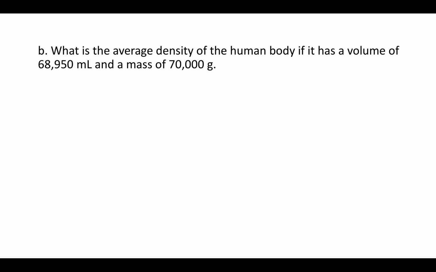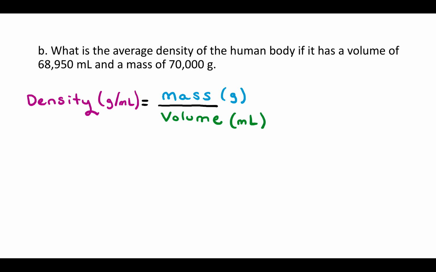On another problem, what is the average density of the human body if it has a volume of 68,950 milliliters and a mass of 70,000 grams? So again, density equals mass over volume. And watch out for the units. Now as we read through this, it says what is the average density? So we're looking for density.